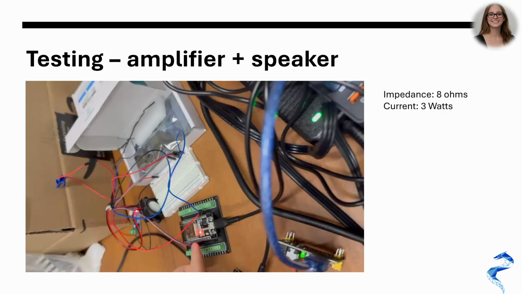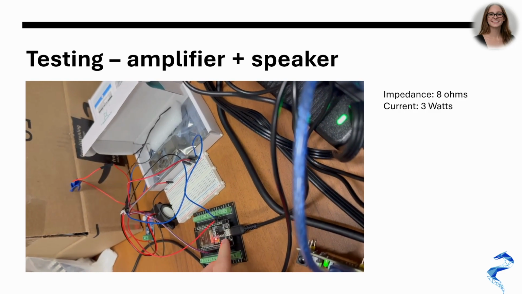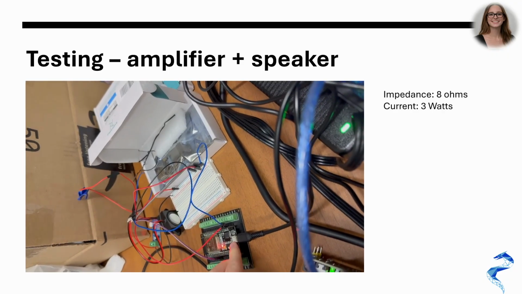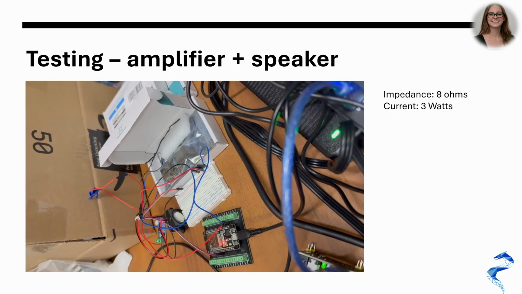Before integrating the audio system onto the PCB, we tested the amplifier and speaker setup on a breadboard. We verified that the speaker impedance matched our design at 8 ohms and measured the current draw to ensure that our system stayed within our power limits at around 3 watts. We also checked signal clarity and made sure the amplifier provided a clean output without distortion. Overall, this testing helped us confirm stable operation and reduce risk before moving on to PCB integration.